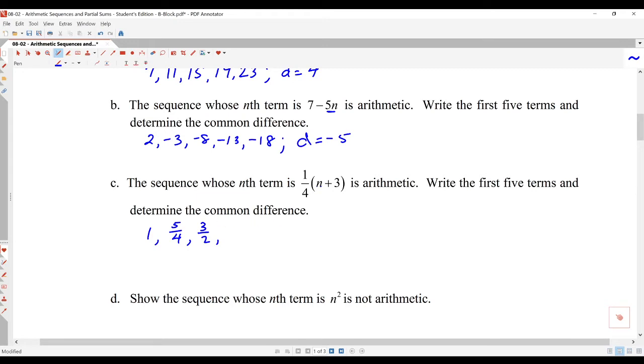We plug in 4. 4 plus 3 is 7 times 1/4. We plug in 5. 5 plus 3 is 8. I get 8 over 4, which simplifies to 2. My common difference is, take any term, I'd probably do this one, 5/4 take away 1, which would be 4/4, is 1/4.